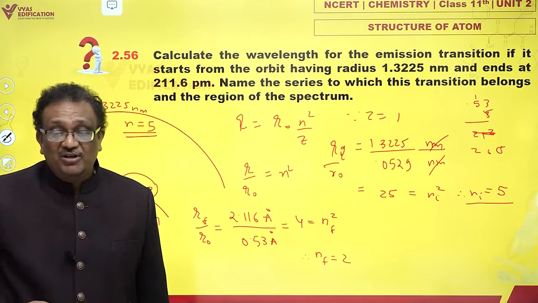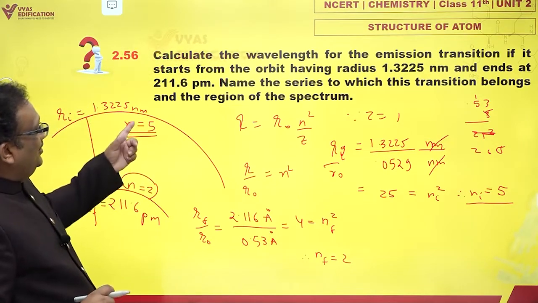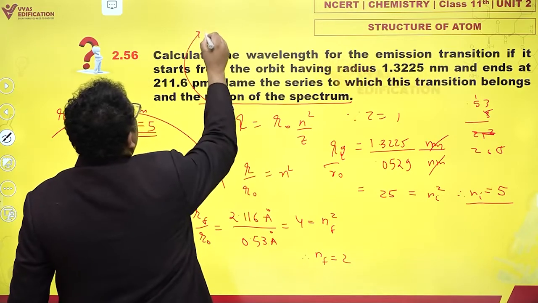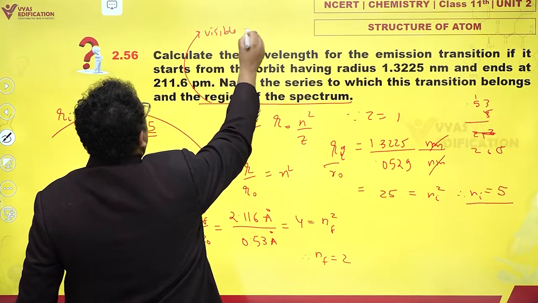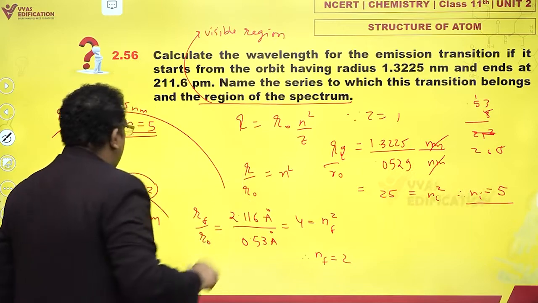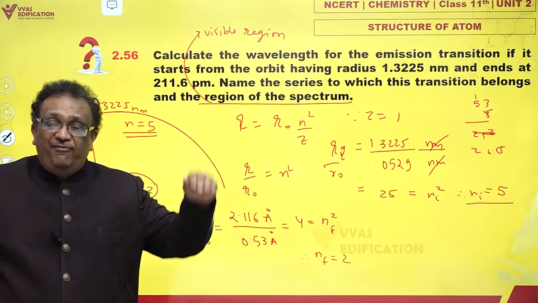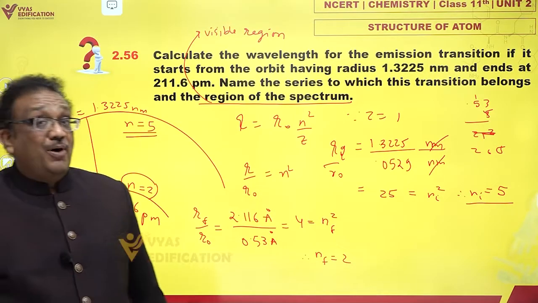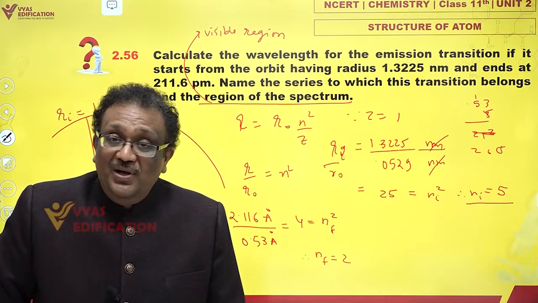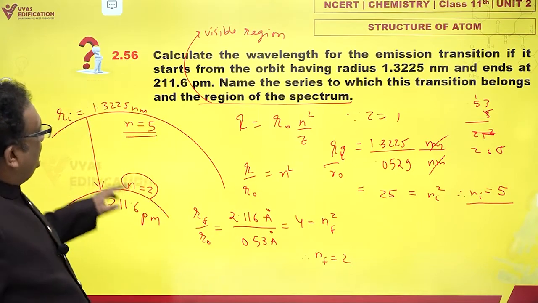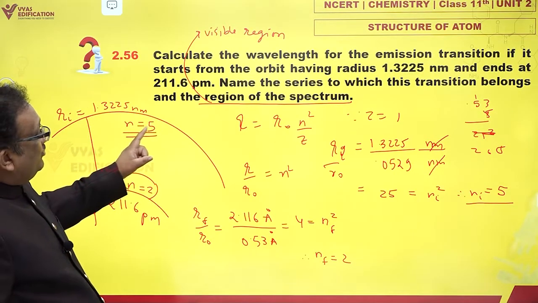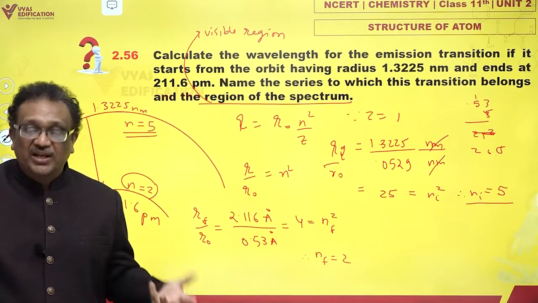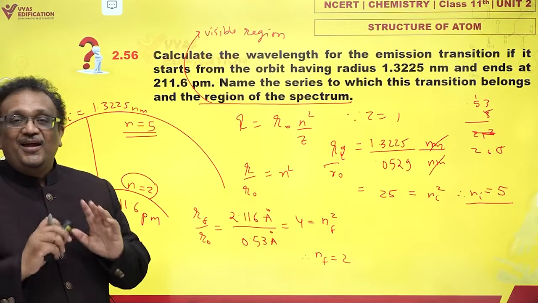This is a Balmer transition. If it is a Balmer transition, which is the spectrum? This is the visible region. How do I know this? Electrons from anywhere, if they fall to n equal to 2, represent the Balmer series, and the Balmer series very well lies in the visible spectrum. So for the series, we don't have to calculate anything else. The moment I see n equal to 2, it is the Balmer series, and that ends it.